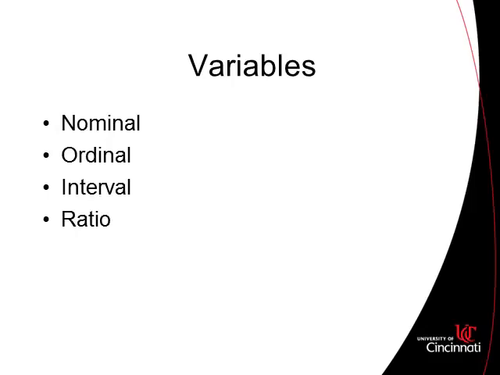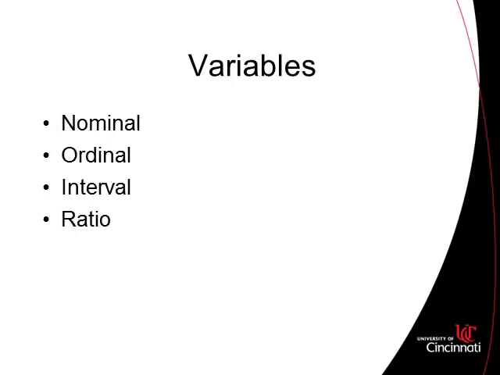Interval and ratio can get a little bit difficult to distinguish between. And you use the same statistical tests for interval and ratio level data. So I'm not going to have you worry at all about being able to distinguish between interval and ratio, but you want to be able to say whether something's nominal, ordinal, or interval ratio kind of as one.